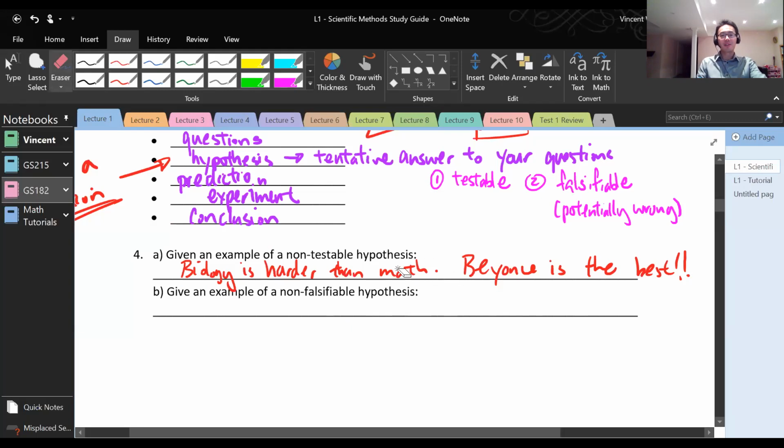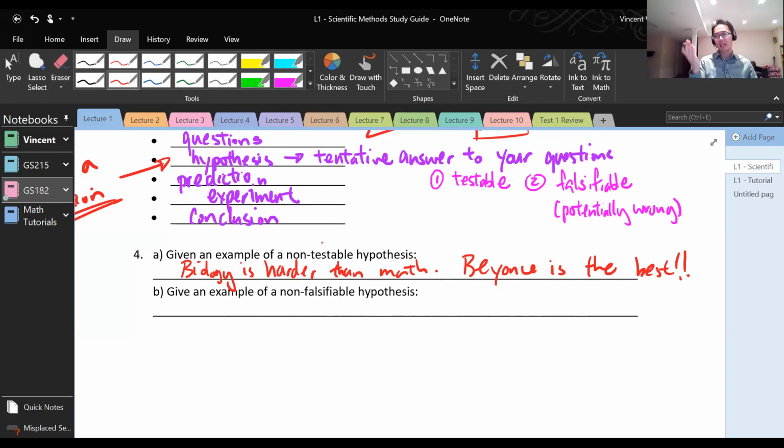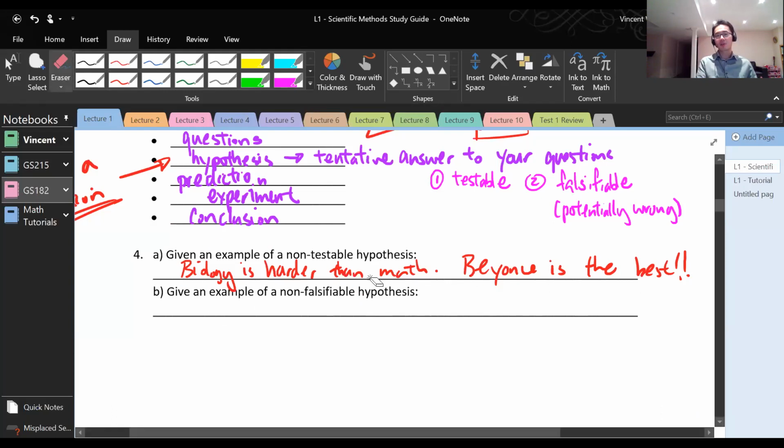non-falsifiable hypothesis. What is that? Anyone? Non-falsifiable. Remember, for the hypothesis to be correct, it must be potentially wrong. So if you have a statement that cannot be shown to be wrong, then it's not a good hypothesis. And by the way, I just want to clarify, I'm not saying any of these statements are true or not true. I'm just saying that they're not good hypotheses.